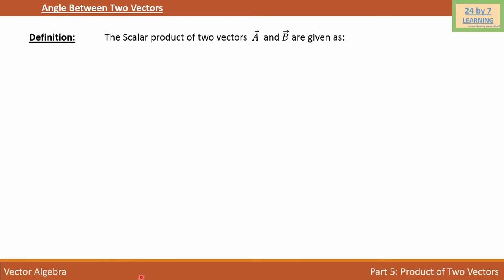Angle between two vectors. The scalar product of two vectors A and B is given as vector A dot vector B is equal to magnitude of vector A times magnitude of vector B times cosine theta. We want to find the angle between vector A and B, so I'm going to separate cosine theta from magnitude of vector A and magnitude of vector B, and if I do that, I can write cosine theta is equal to vector A dot vector B over magnitude of A times magnitude of vector B.